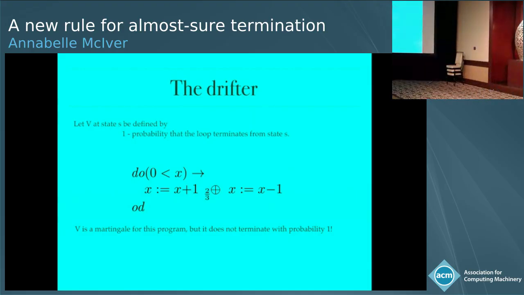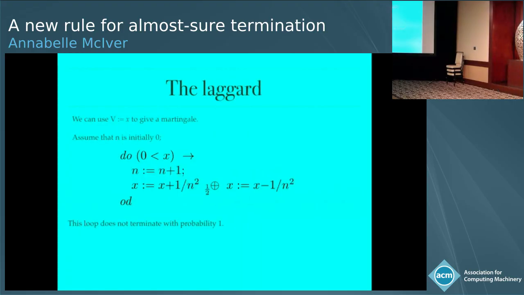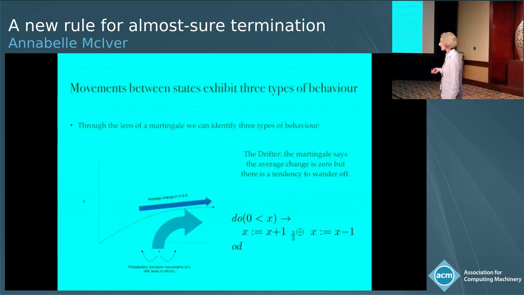The final program is, again, a random walk, but this time we've got this variable n, and so the step size gets smaller and smaller. And so again, we can use v equals x to give a martingale. You can check that that is a martingale with respect to this program.